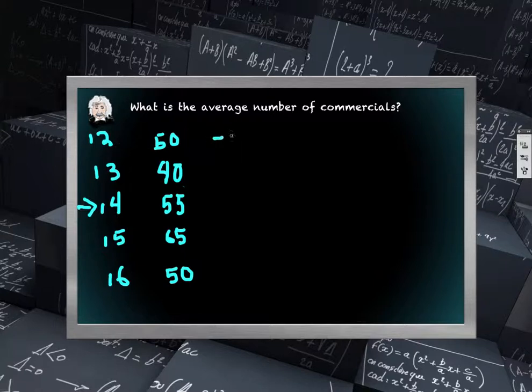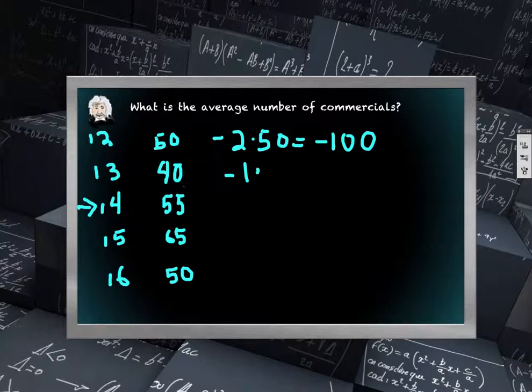So that's minus 2 times 50 equals minus 100 deviation from our average of 14 commercials for the 50 cable channels that ran 12 commercials. Likewise, 13 is 1 less than 14, and there were 40 occurrences of 13 commercials, which means an additional minus 40 deviation. So right now our sum of deviation is minus 100 minus 40, or minus 140.